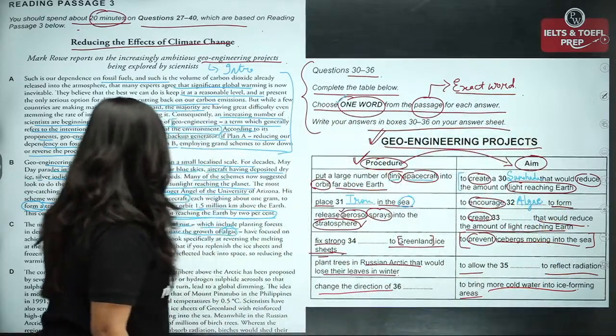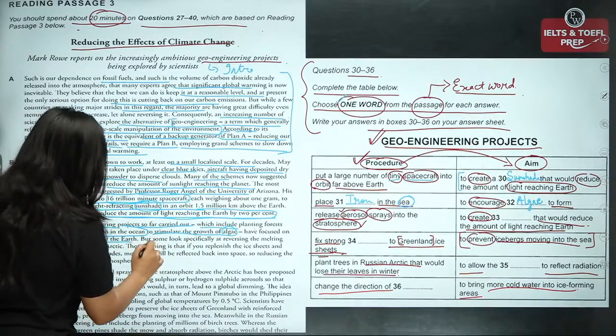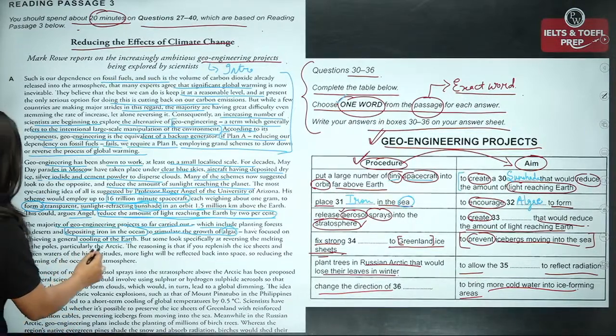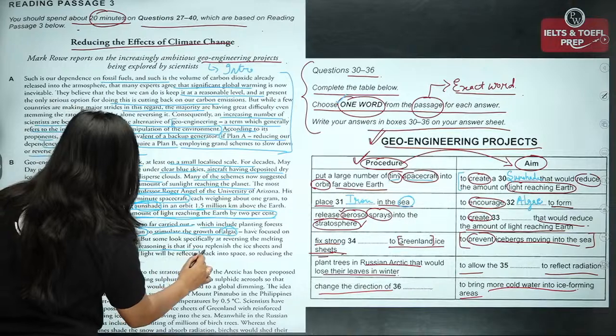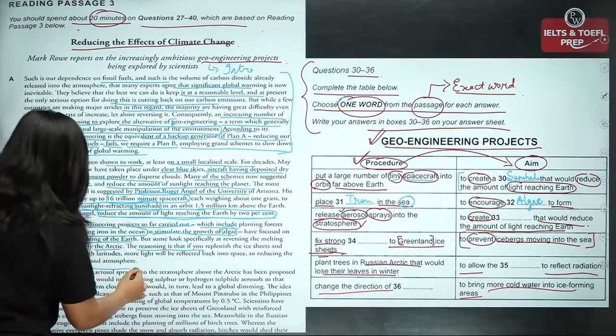Okay. Now what's next? Having focused on achieving a general cooling of the earth, some look specifically at reversing the melting at the poles, particularly the Arctic. The reasoning is that if you replenish the ice sheets and frozen water of the high latitudes, more light will be reflected back into space, so reducing warming of the ocean and atmosphere.